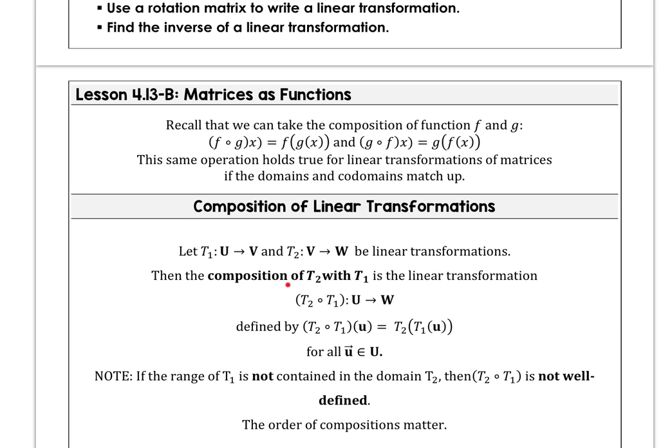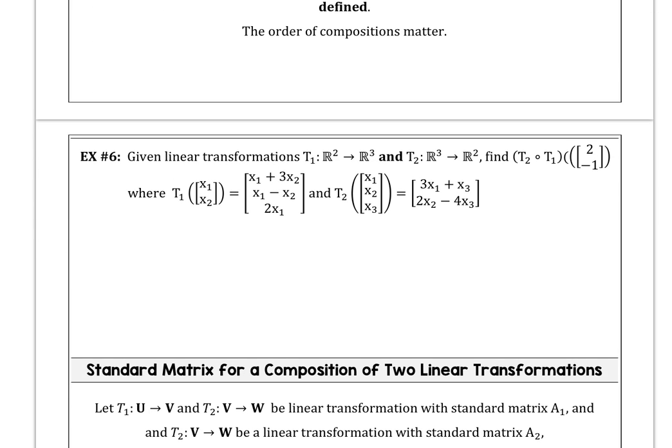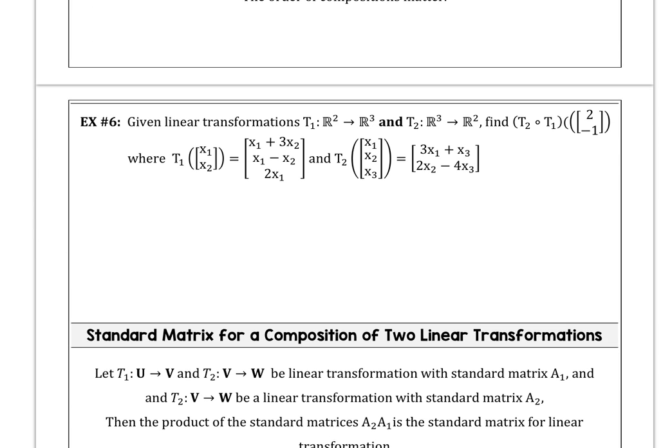If the composition of T2 with T1 is a linear transformation, then T2 composed with T1 maps U onto W. And we have the same issue in matrix transformations that we do in function transformations. If the range of the transformation from the first vector is not contained in the domain of the second one, then the composition of the transformations is not defined. Let's look at example 6 to get an idea of what's happening in this lesson.